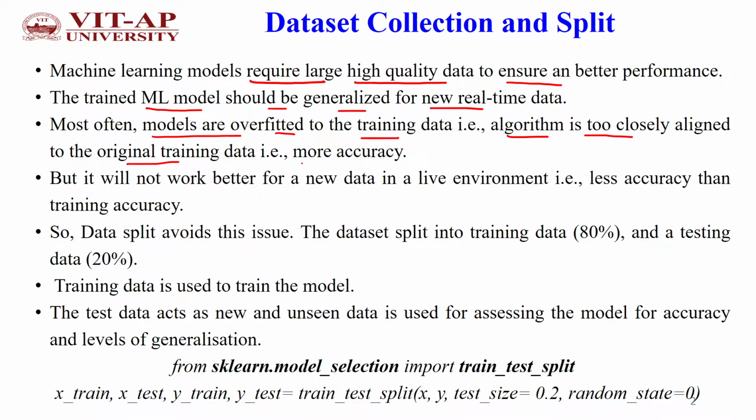That means it will give more accuracy for training data, but when we give the testing data as input, the accuracy on the testing data will be drastically reduced. The difference between training accuracy and testing accuracy will be large, and it will not work well for new data. The testing accuracy will be very low compared with the training accuracy. So the data will be split to avoid this issue.